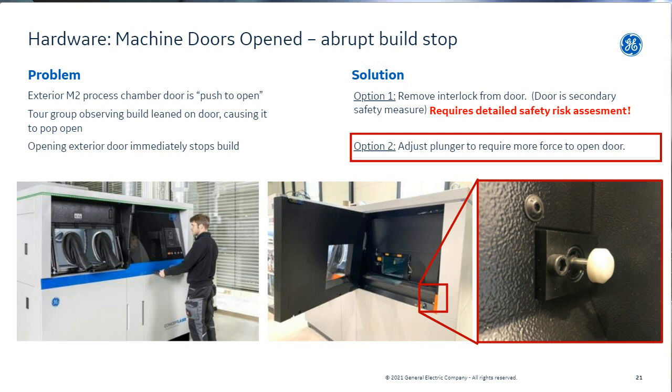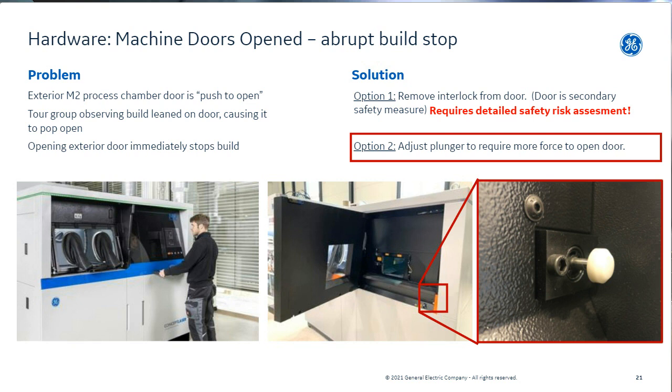But we had a tour group come in and look in this build here, and they're poking their head in there looking at it. And one guy leaned too hard and popped the door open. The build stops, and we have technicians there. It's fine. They were able to resume the build and get things going. But it's like, well, what can we do?